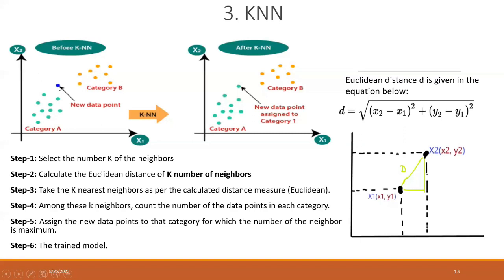To check this, you have to calculate the distance. How will you calculate the distance? You will calculate the distance of this point to the nearer points of category A. What is the distance between this blue and orange point? And to calculate the distance, here is a formula for the Euclidean distance. There are many distance formulas, Manhattan and Mahalanobis, but mostly Euclidean distance is very famous.